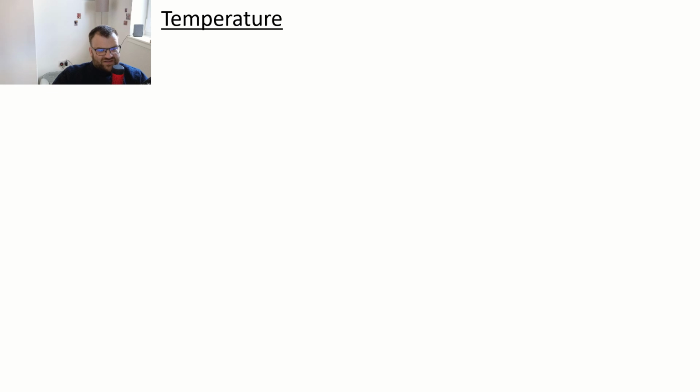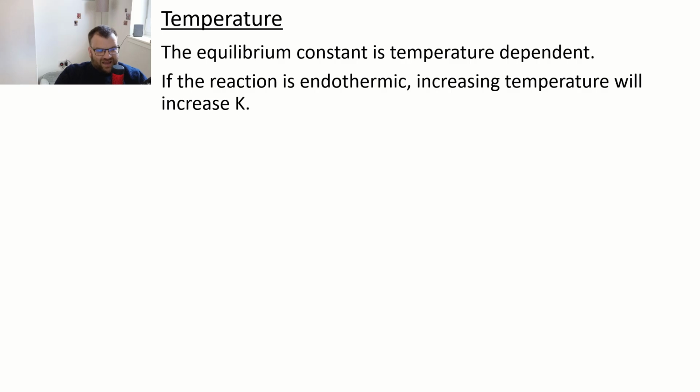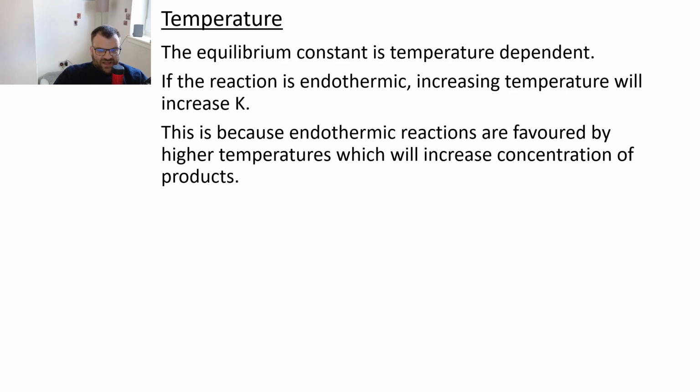When it comes to factors that affect the equilibrium constant, temperature is the one we're going to focus on because K is temperature dependent. If a reaction is endothermic, increasing temperature will increase K. The reason for this is that endothermic reactions cool down their surroundings and they're favoured by the higher temperatures. If it's favoured, you're going to have more of the products, and because K is products divided by reactants, the top line is going to be bigger, and that's going to increase the value of K.